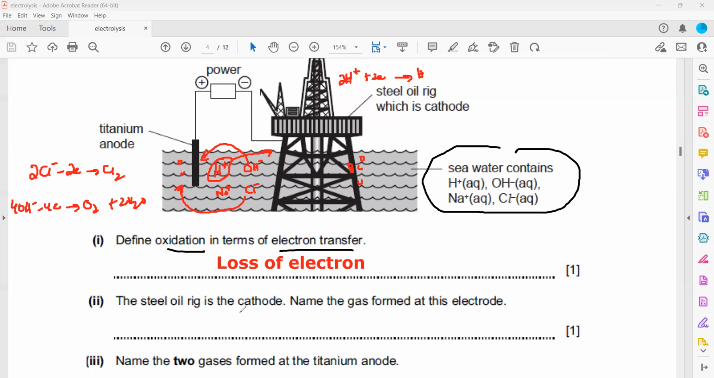So the steel oil rig is a cathode. Name the gas which is formed at this. So which gas is formed at cathode? That is hydrogen. And as you can see, the third part says name 2 gases which are formed at anode. So why are they saying 2 gases? Why did they not say only 1 gas? Because both possibilities are there. If it is concentrated, there's a possibility of chlorine gas. If it is dilute, OH will move, so there's a possibility that oxygen gas will be there. So you have to write chlorine and oxygen both.